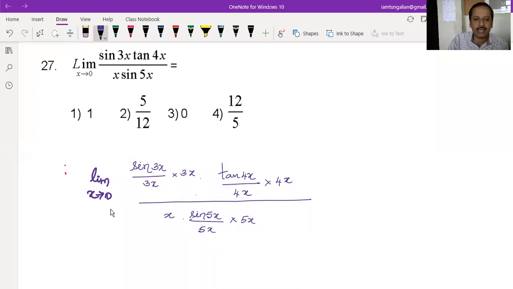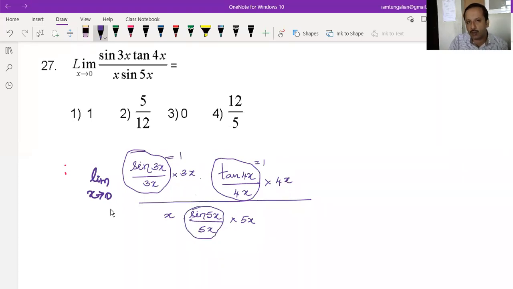Okay. So now as x extends to 0, sine 3x by 3x will be equal to 1. Tan 4x by 4x is also equal to 1. Similarly, sine 5x by 5x, when x approaches 0, will also become 1. Then this x gets cancelled. This x gets cancelled. What is remaining? 3 into 4, 12, divided by 5. That's the answer. 12 by 5 is the correct answer. Okay. This is the actual method.